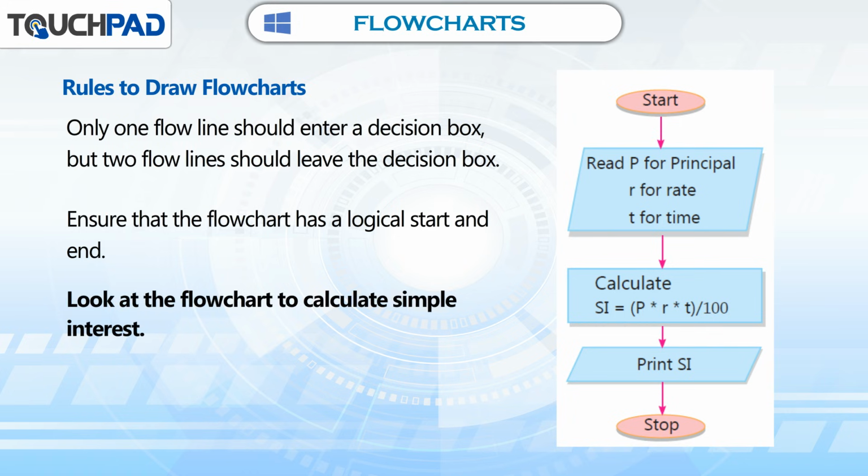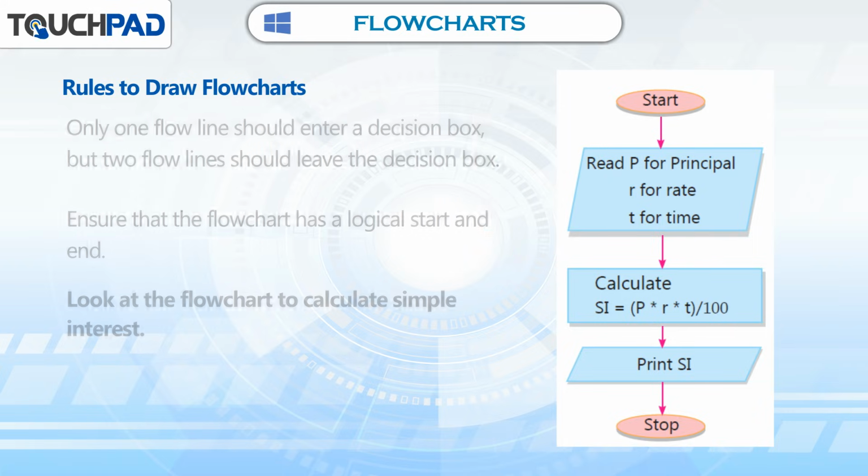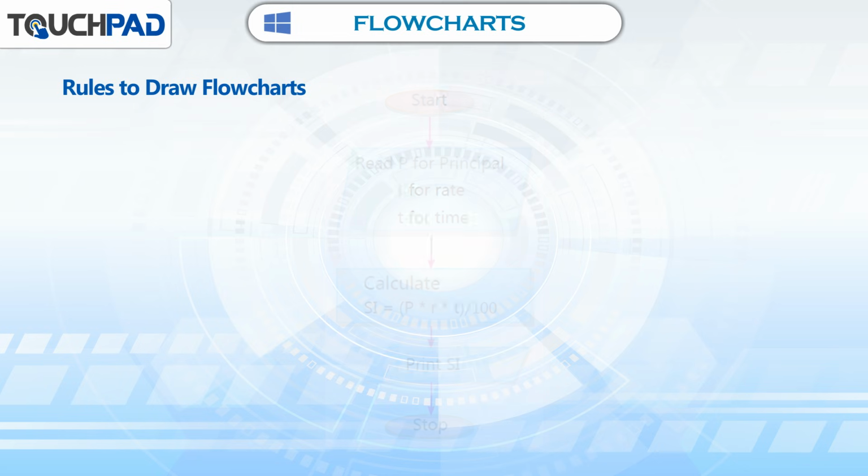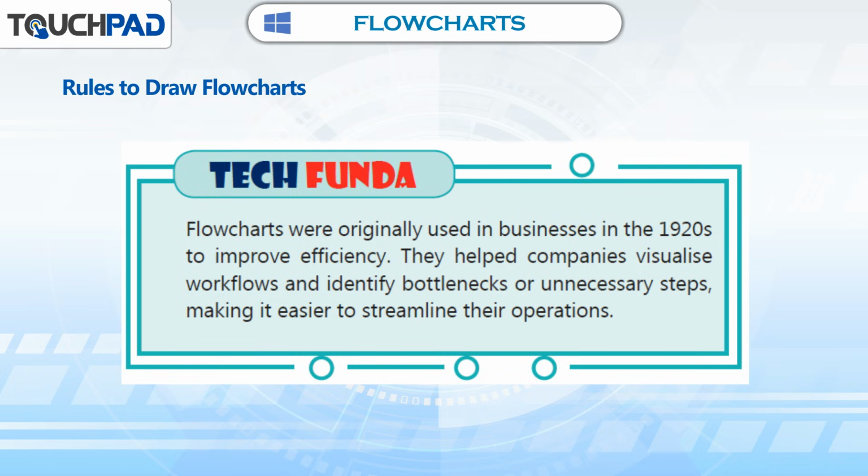Look at the flowchart to calculate simple interest. Start. Read P for principal, R for rate, T for time. Calculate SI is equal to P into R into T divided by 100. Print SI. Stop.